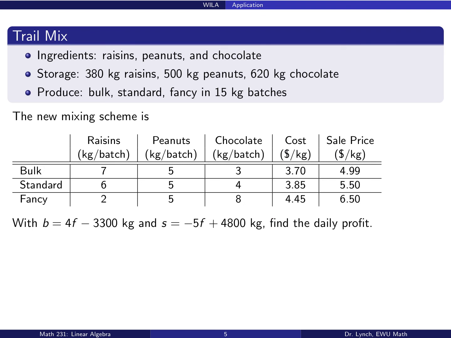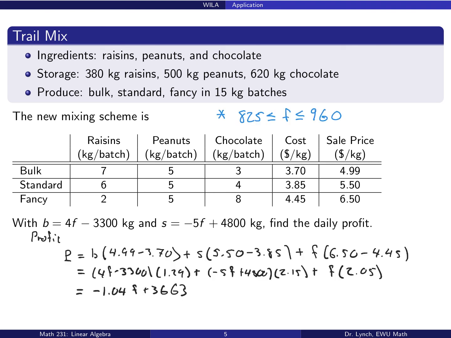Now we can go ahead and compute the profit in this case too, and we'll do this the same way we did before. And we see that there's a slightly different pricing scheme here too, because we changed the amounts. So in this case, the profit is a function of the amount of fancy, and keeping in mind that the amount of fancy ranges between 825 and 960, in order to maximize the profit, we might consider using the least amount of fancy possible, right? So the max profit, because of this negative coefficient on the F here, is when the amount of fancy is 825.